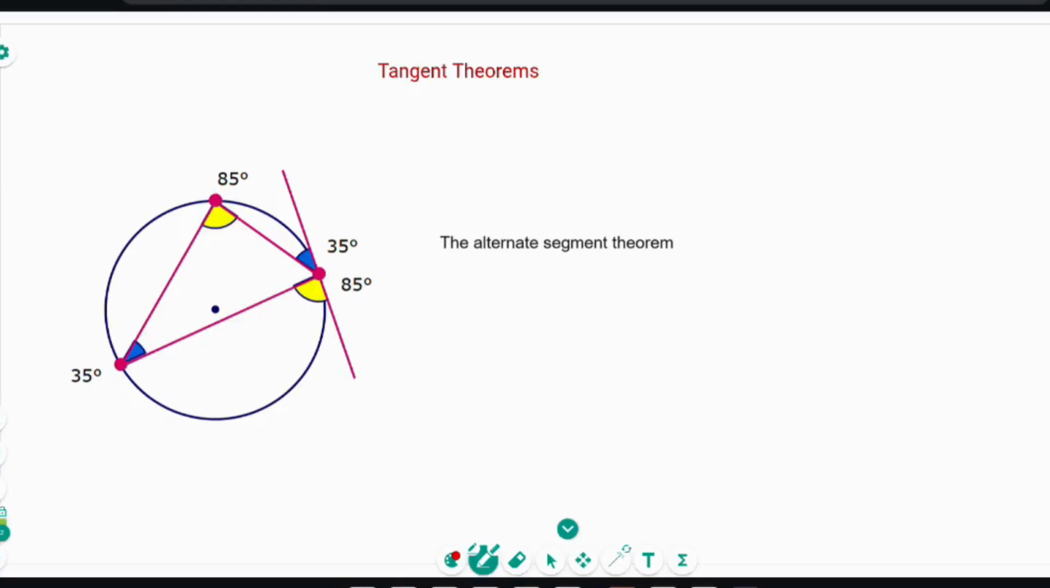The tangent theorems. So we've looked at the first 4 circle theorems, and now we're going to look at some tangent theorems. We will start with this one, the alternate segment theorem. So we look at this diagram here.